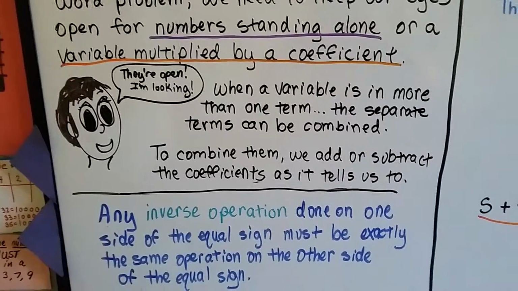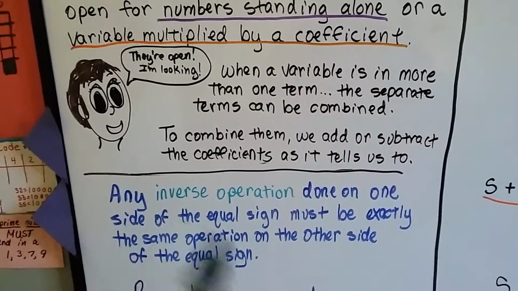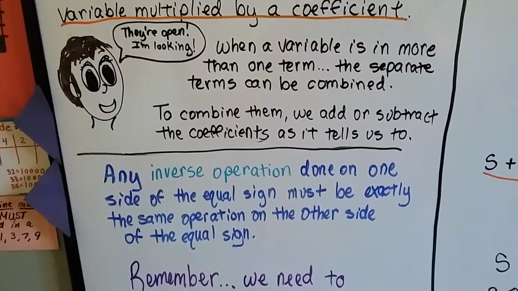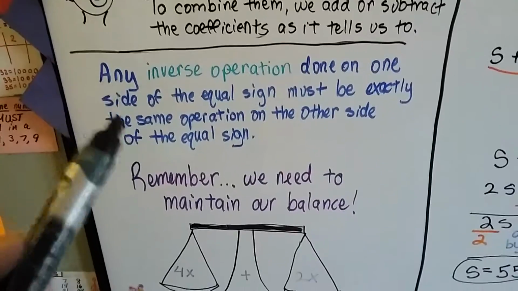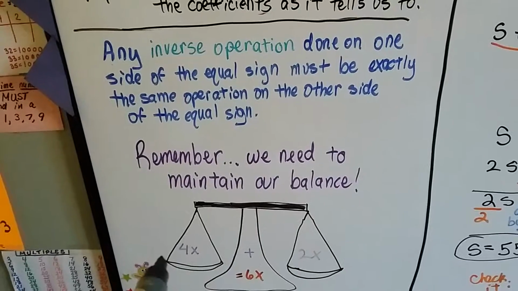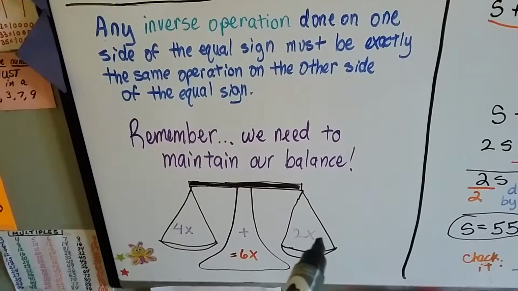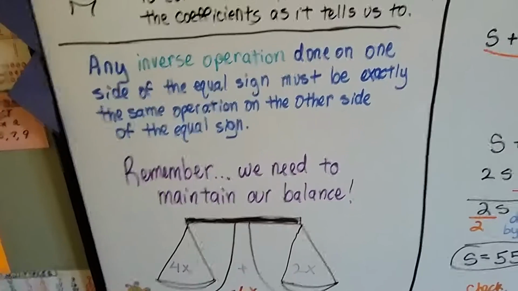So, when the variable is in more than one term, the separated terms can be combined, and we add or subtract them depending on what the equation tells us to do. We have to remember that we need to maintain our balance. Whatever we do on one side of the equation, equal sign, we have to do on the other side, okay?